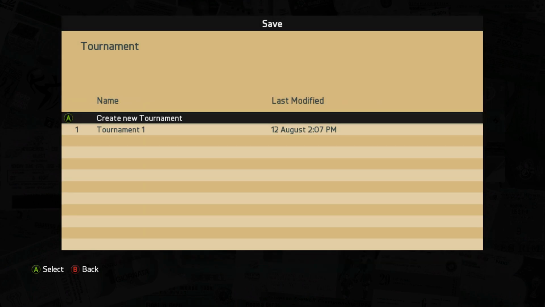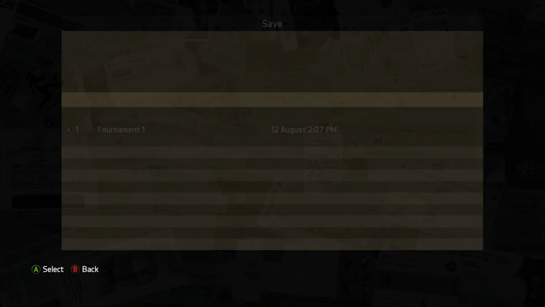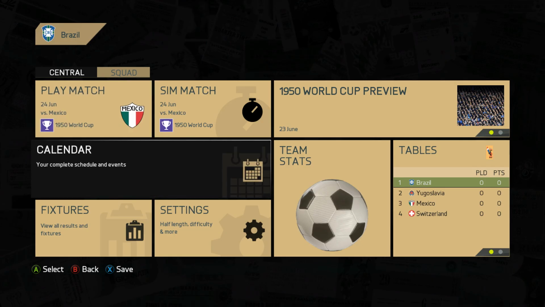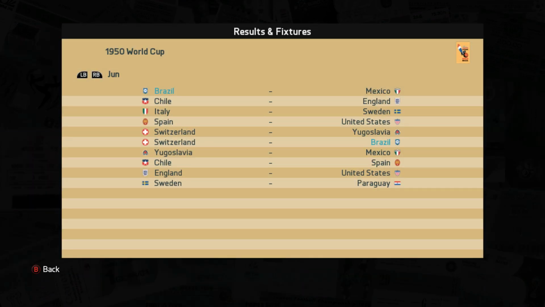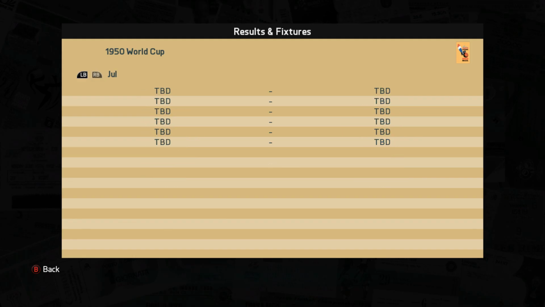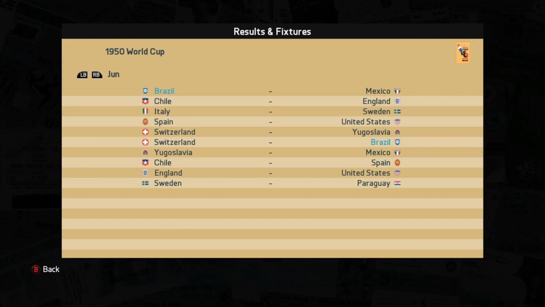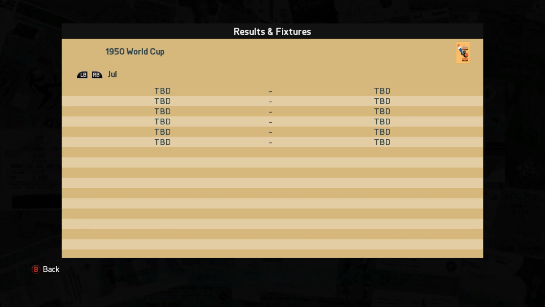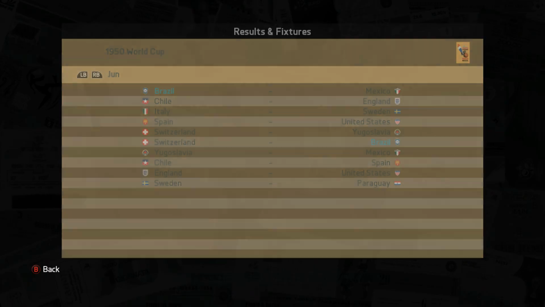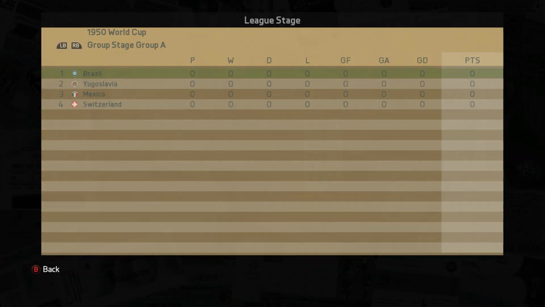Using a new controller now, so I'm still getting used to it. Here we go. So do the usual format here, which we can do. But what is the format going to be here when I look at the fixtures? June fixtures, and then there's July fixtures, and then others to be decided. So it looks like it's going to be one of those. We've got tables.